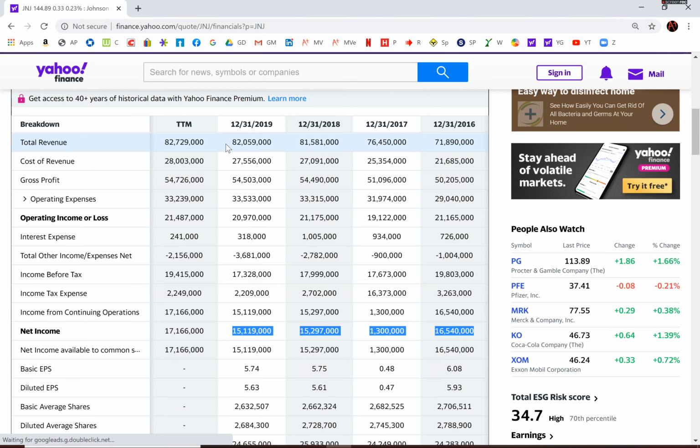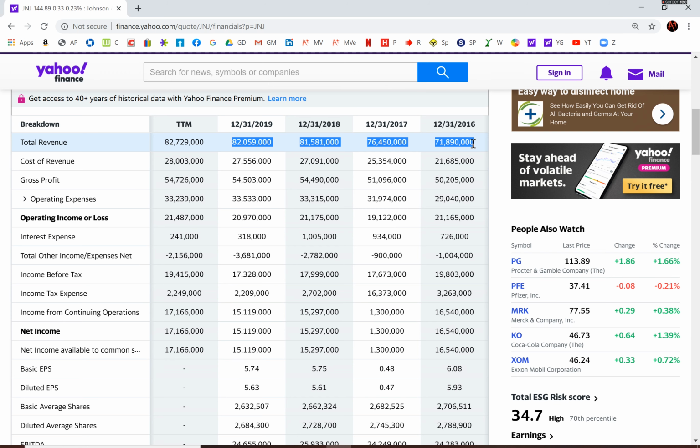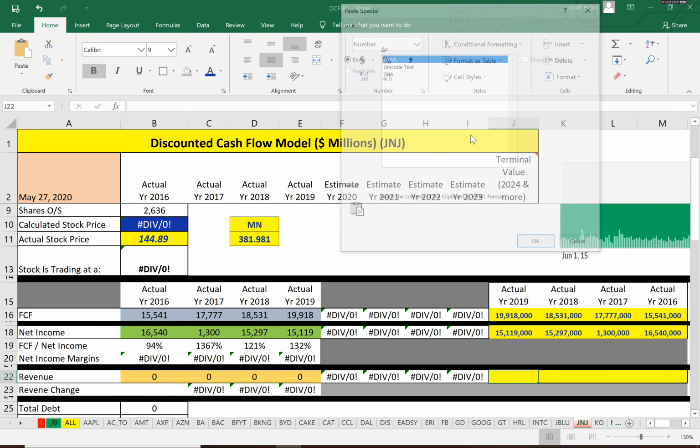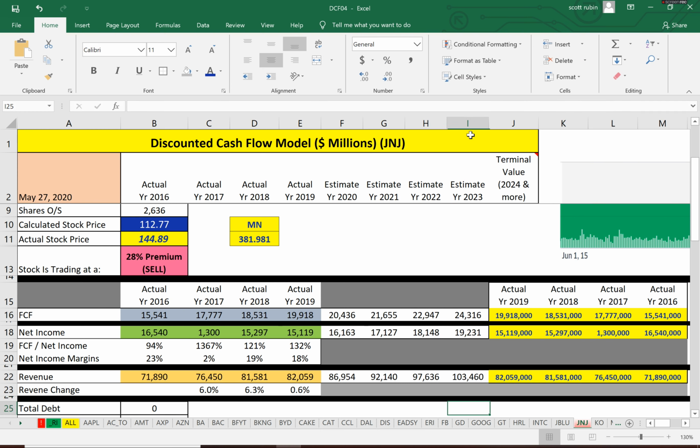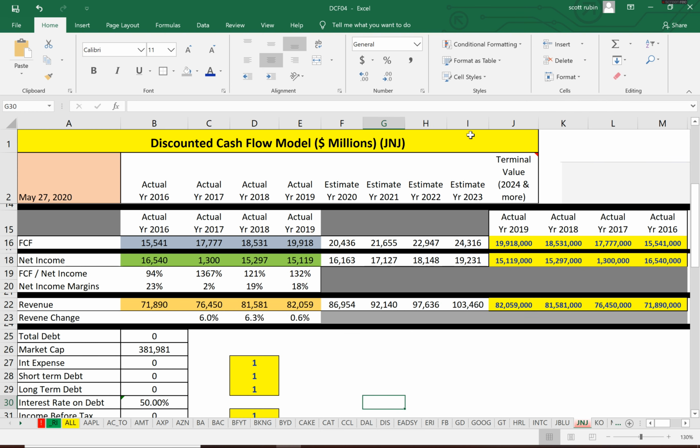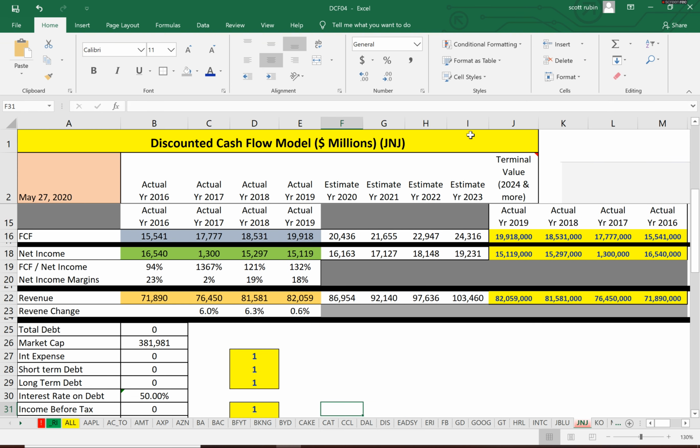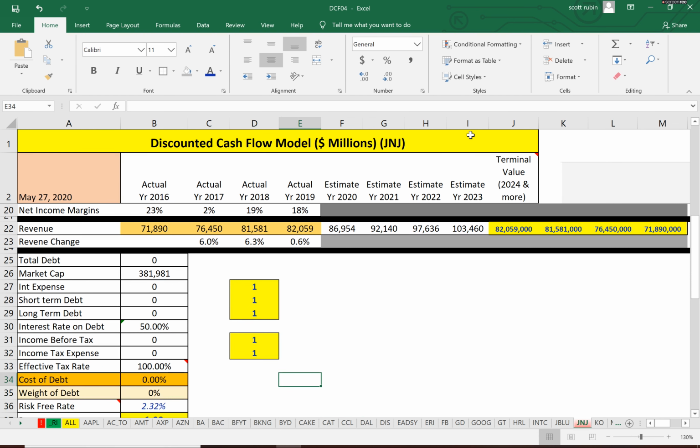Next is going to be revenue. So it looks like a nice steady increase in revenue each year. Okay, now we need to look at the capital structure, because we need to figure out what we're going to discount the cash flows by, and that will be by their WACC.